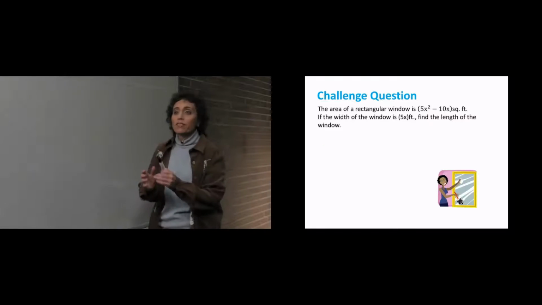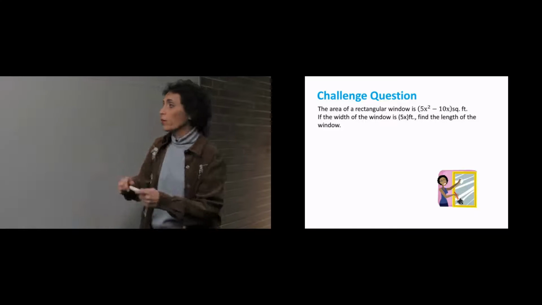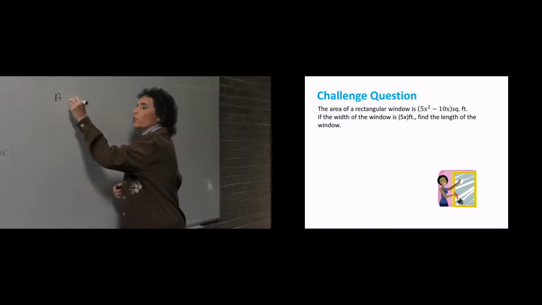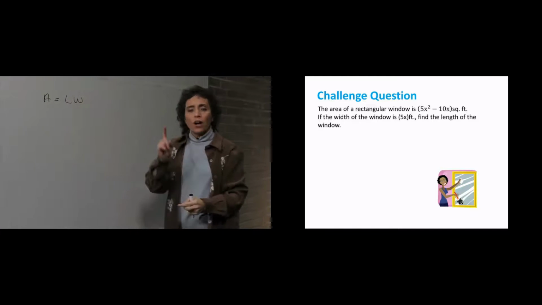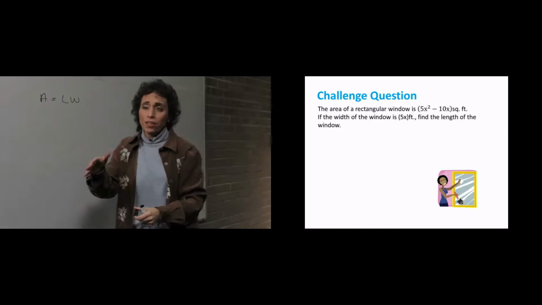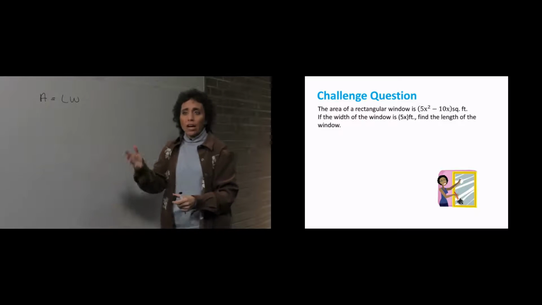All right, the area of a rectangular window. All right, here we go again. Area of a rectangular window. So area is length times width. Kind of sounds familiar, okay? The area is 5x squared minus 10x square feet. If the width of the window is 5x, find the length.